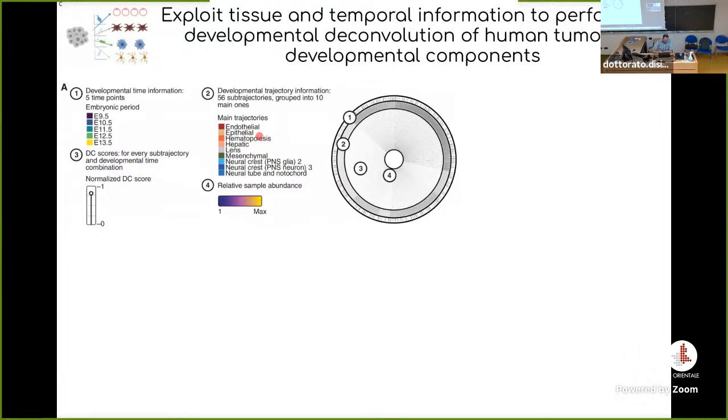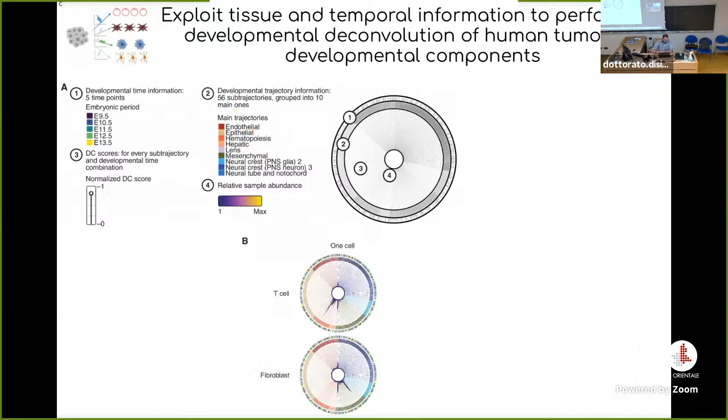And this is captured and represented by means of a radar plot, where the 214 scores are organized in a circle, with the outer layer containing the information on developmental time, and the inner layer representing the origin of the trajectory. In this case, we are seeing two examples of what happens if we deconvolve just one cell, depending on whether it is from the T cell compartment or from the fibroblast compartment.